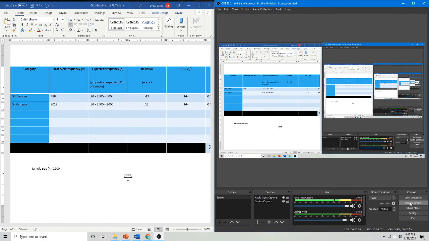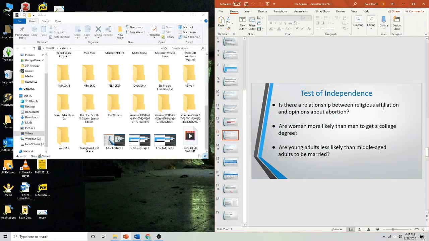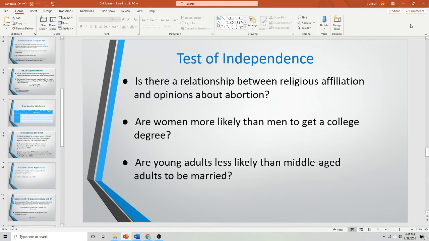I'm going to go ahead and polish off the lecture, kind of give you a relative idea of what the test of independence is. And then I'll let you go ahead and launch into doing the SPSS. Okay, so I'm going to keep this last bit simple and just kind of reiterate what the test of independence is. Like I said, you'll be doing this in SPSS. You're not going to be doing this by hand.